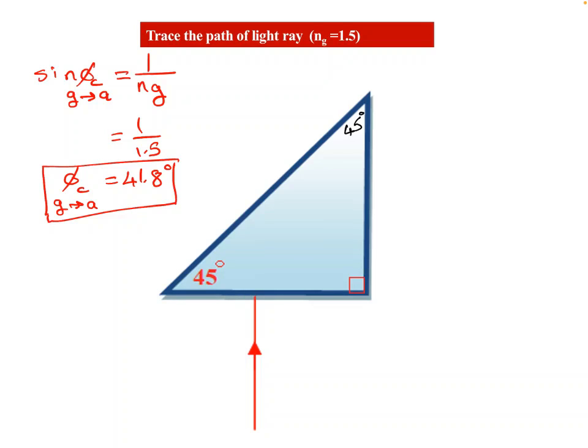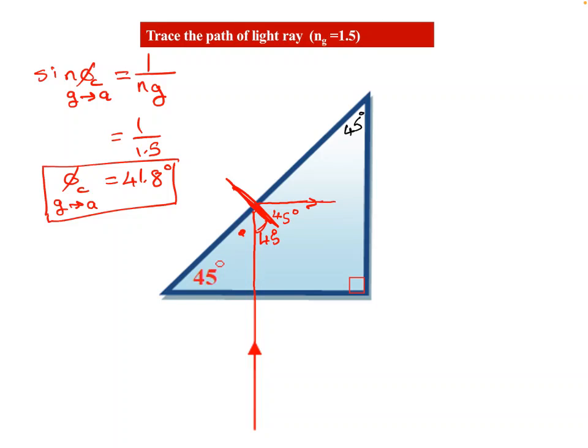In this experiment, the light ray passes in a straight line this way, falls, and this is the normal line. This angle equals 45, which is the angle of incidence. By comparing the angle of incidence and the critical angle, we can notice that the angle of incidence is greater than the critical angle. The light ray will reflect by an angle equal to 45 again.